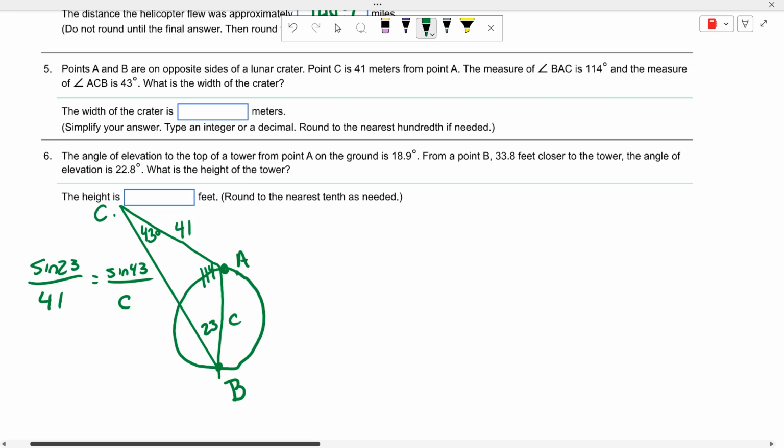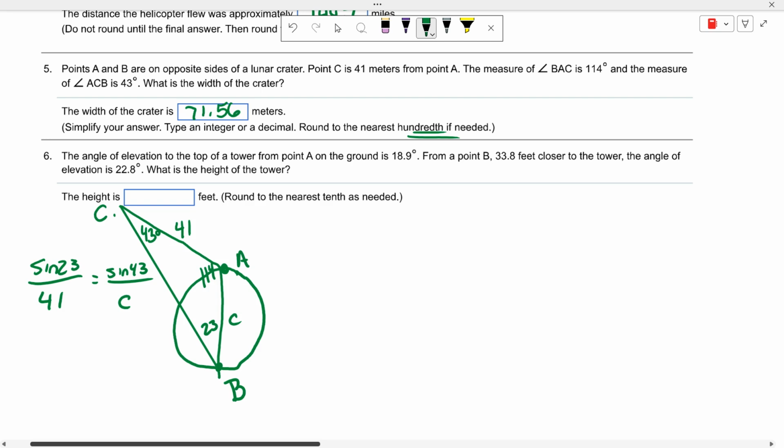Okay? So you just take 41 times the sine of 43 divided by the sine of 23, and we get the answer. And it's going to be bigger than 41. I bet it's in the 70s. We're close to it. 71 point, and it says round to the nearest hundredth on this one. So 71.56. All right. The last one.